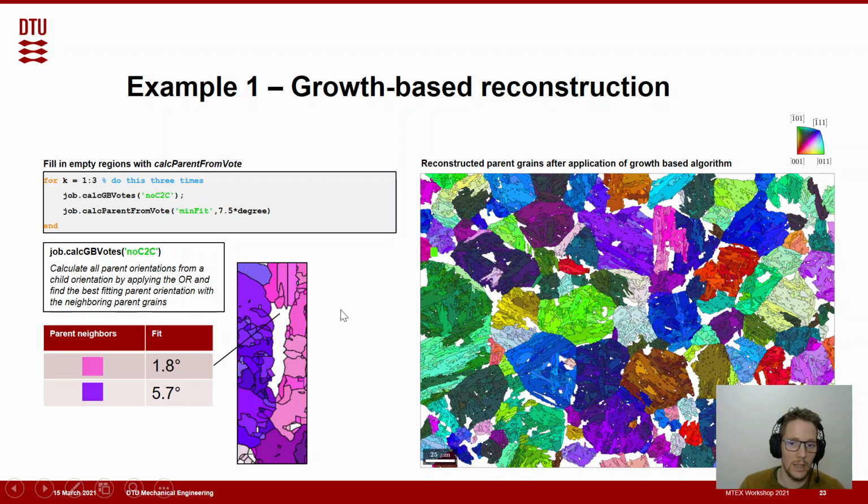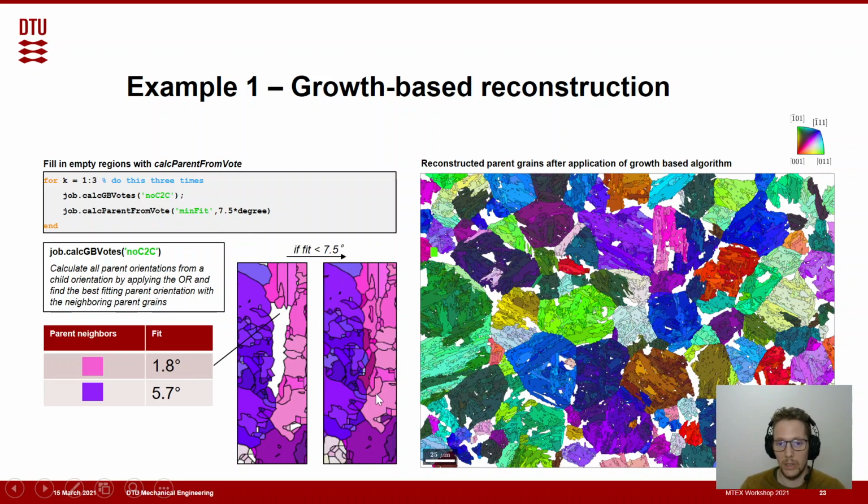And on this base, we could say, okay, it seems quite likely that this grain maybe fits to the pink region. And then with calc parent from vote, we can say, okay, if this fit has been better than a certain threshold, then please revert it. So we can also say, okay, if the best fit is 10 degrees and the second best is 25, then we're not happy with either of them, and please don't reconstruct anything. So you can steer this process.